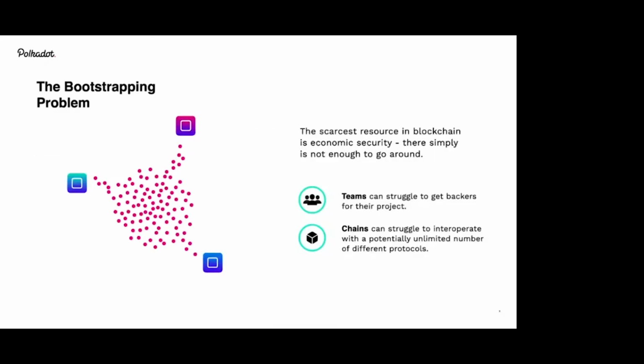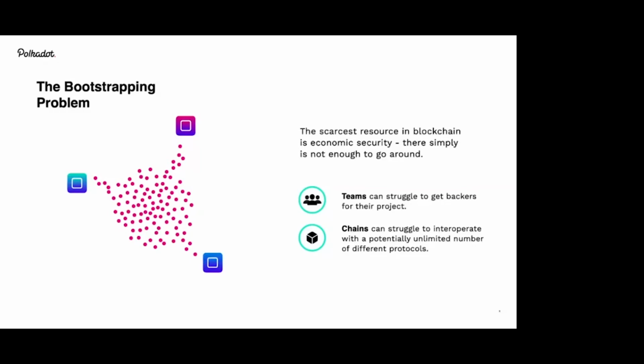Now, the scarcest resource in blockchain, or at least in public blockchains, is economic security. There's simply not enough to go around, right? So teams can struggle, and this has happened with multiple projects. The teams struggle to get backers for their projects, right?